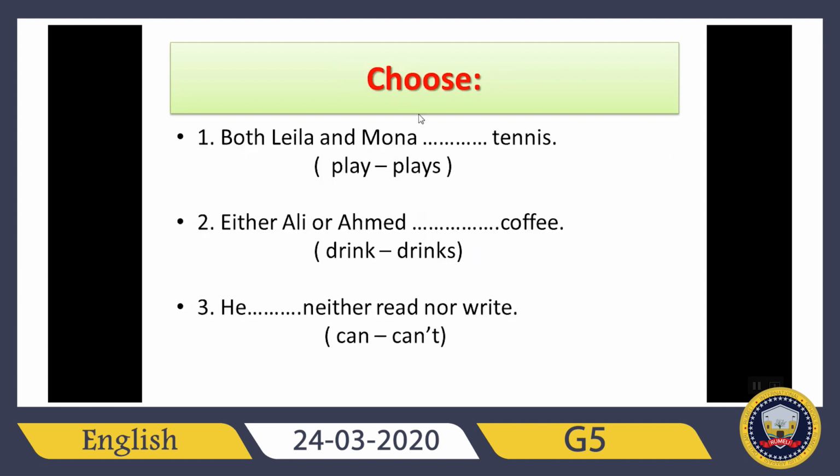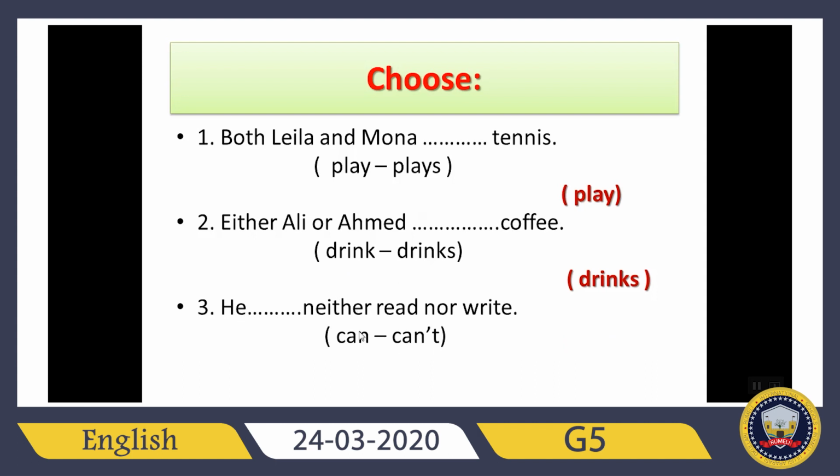Now choose. Both Layla and Muna tennis, play or plays. We have both and, so it must be singular or plural. It must be plural, so it must be play. Number 2. Either Ali or Ahmed drinks coffee. Now either or, we said either or, neither nor, the verb must be singular, so it's drinks.